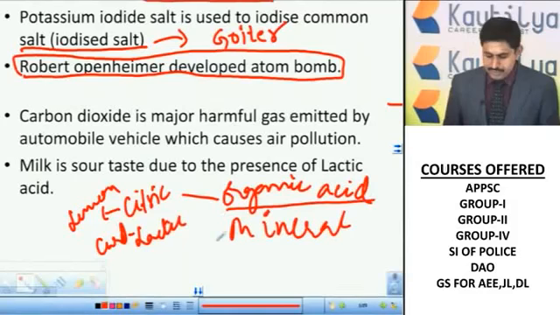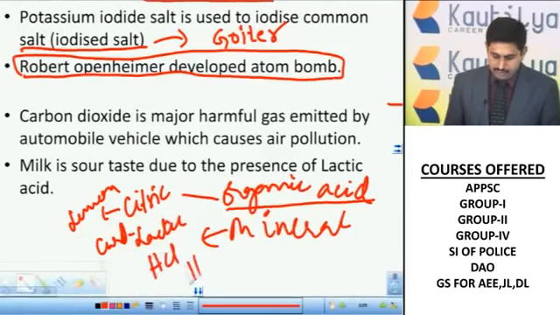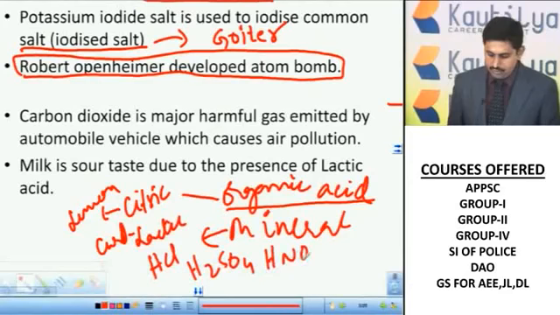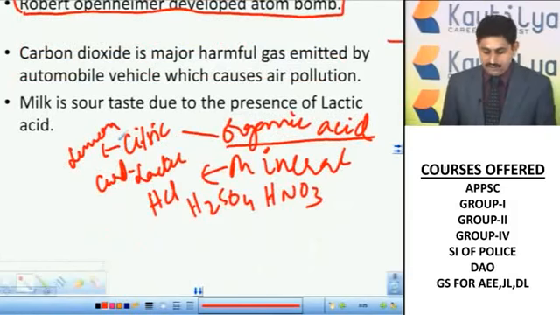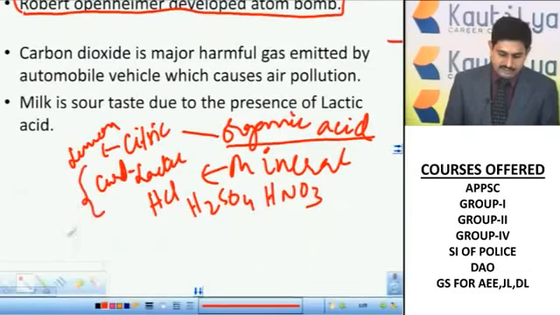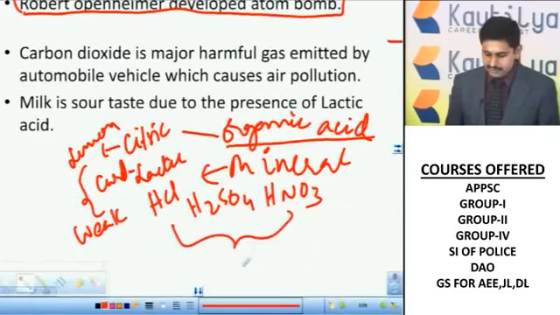Whereas mineral acids are the acids which are derived from minerals. Say for example, HCl, H2SO4, HNO3. These are called mineral acids. These are strong acids, whereas citric acid, formic acid, lactic acid, oxalic acid, all these acids are organic acids. These are actually weak acids, and mineral acids are generally strong acids.